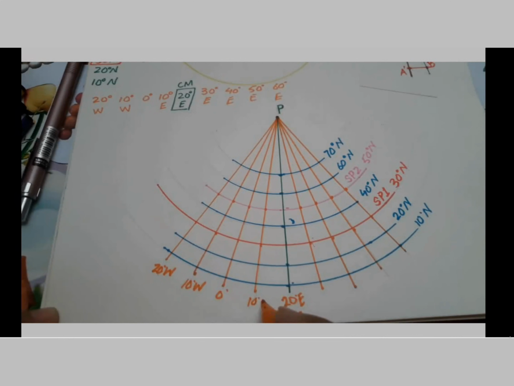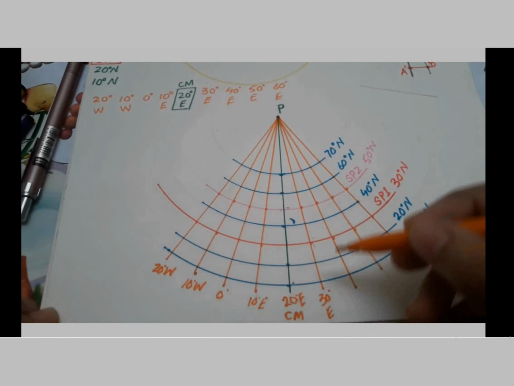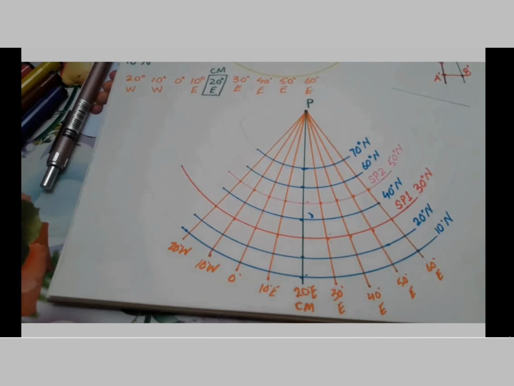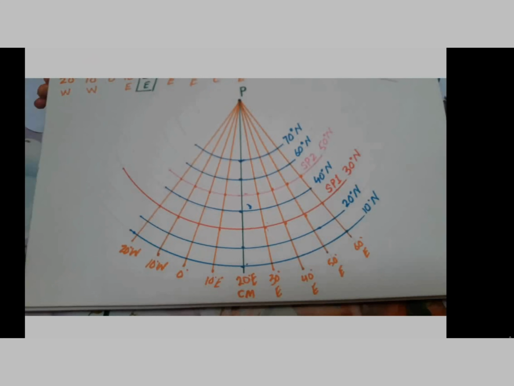Now we are labeling the meridians. So with that, our projection, the conical projection with 2 standard parallels, is completed.